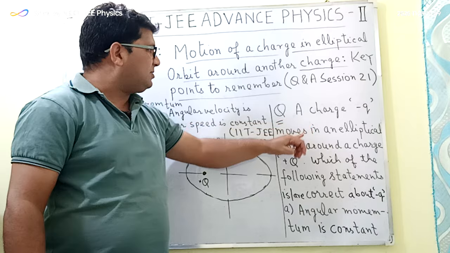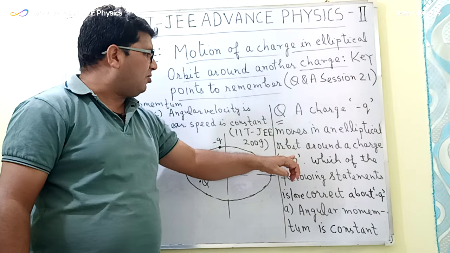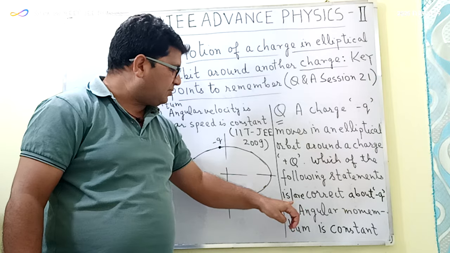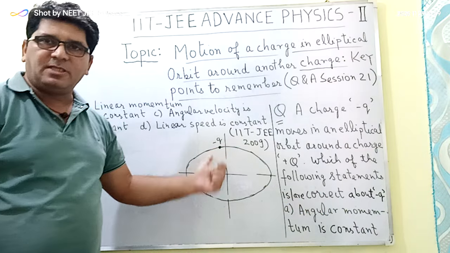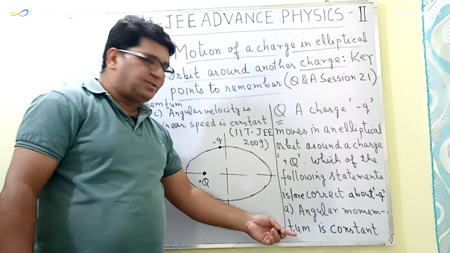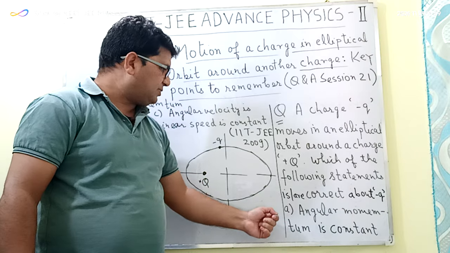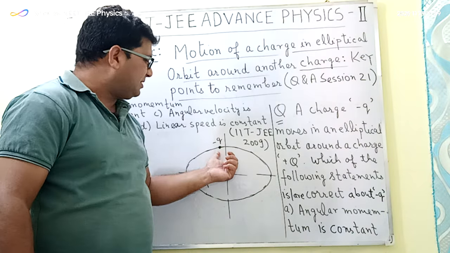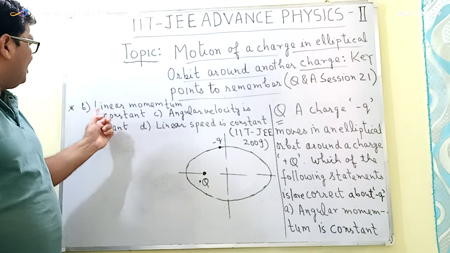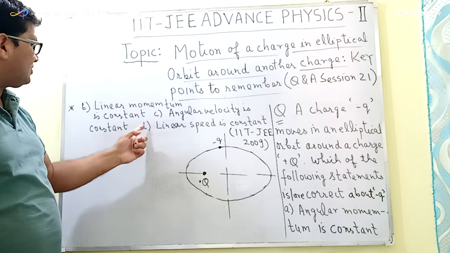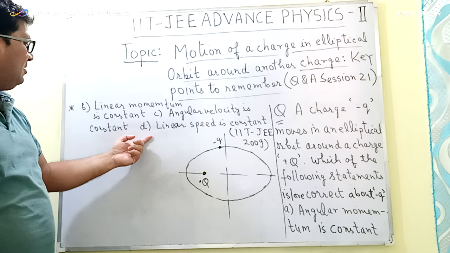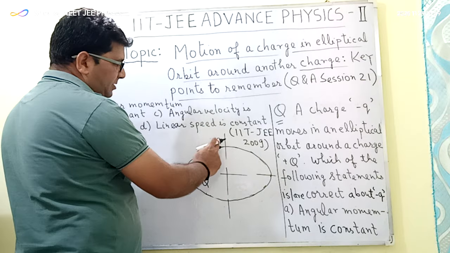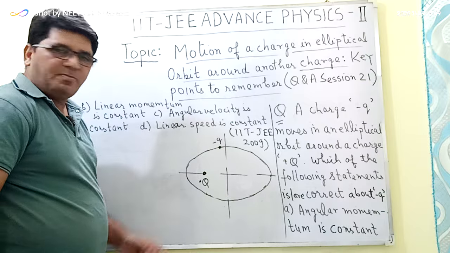The question here is: a charge minus q moves in an elliptical orbit around a charge plus q. Which of the following statements is or are correct about this negative charge? There can be multiple options which can be correct in this case. The first option is angular momentum is constant, that is, the angular momentum of this negative charge is constant. The second option is that the linear momentum of this charge is constant, the angular velocity is constant, and the linear speed is constant.